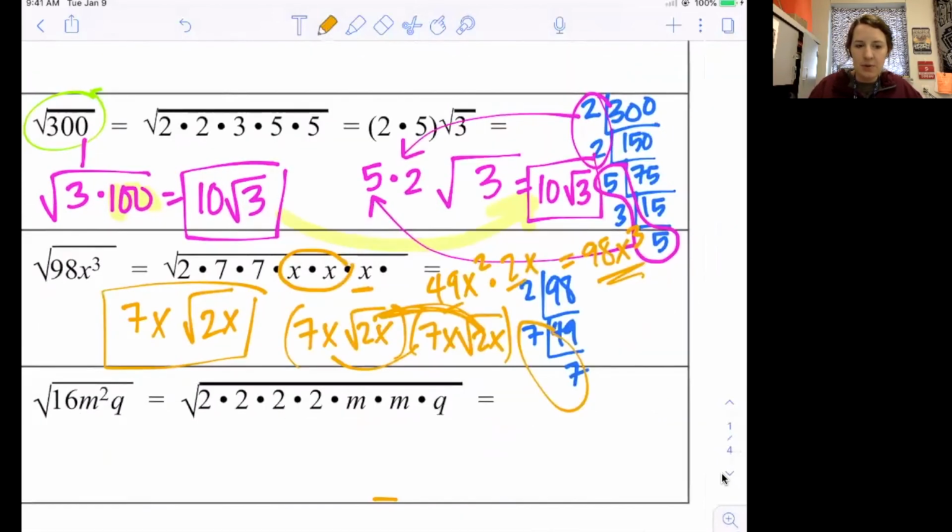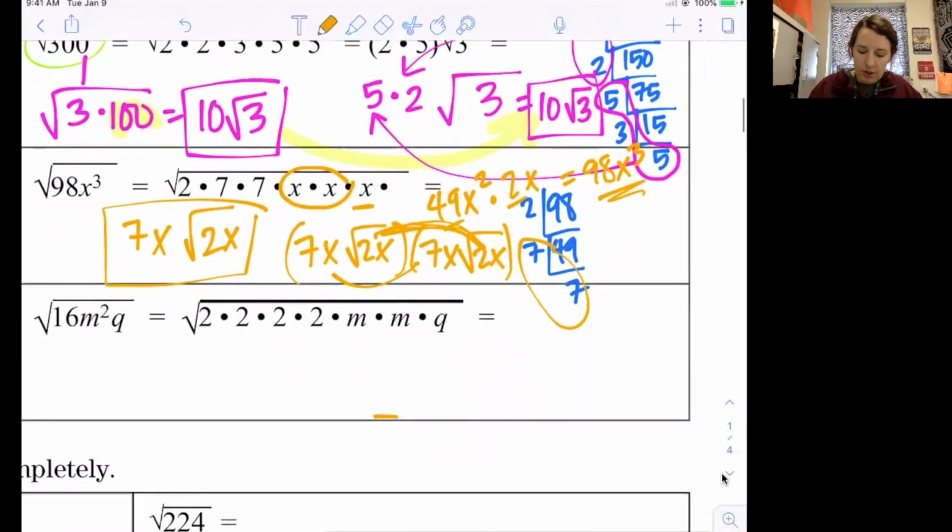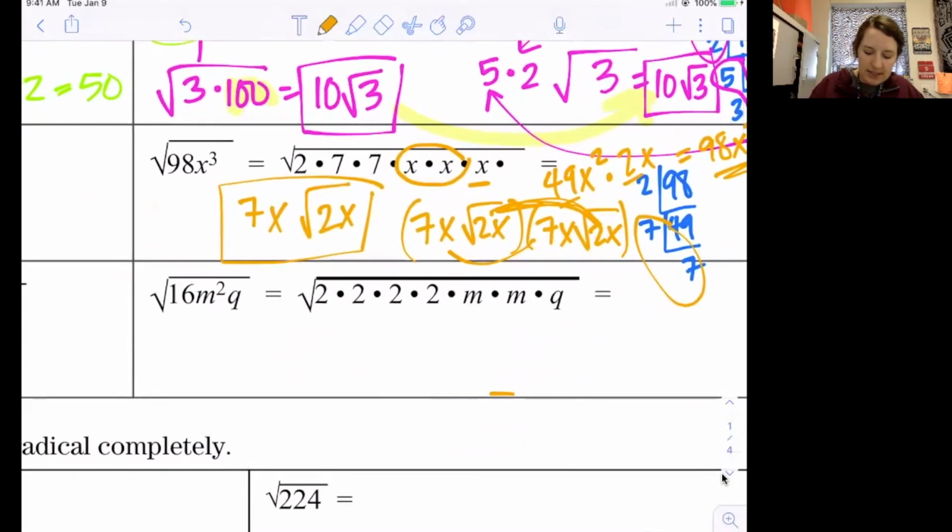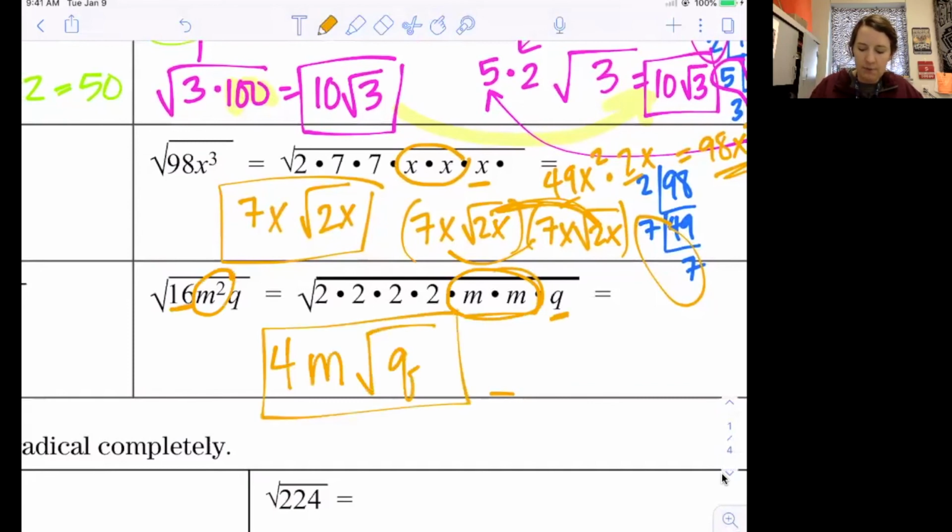Okay, 16m squared q under our radical. So we know the square root of 16 is 4, so that gets to come outside. Square root of m squared, so I have m times m, that makes a pair. It gets to come outside the radical, and I don't have any m's left inside. And then q does not have a pair, so q gets to stay under the radical.